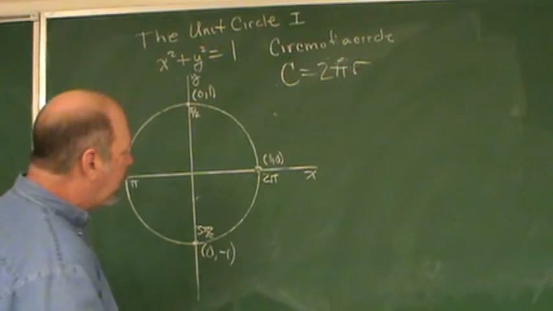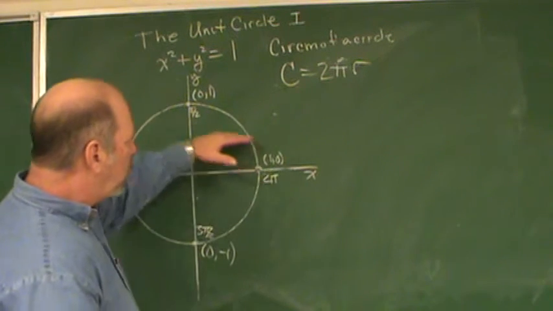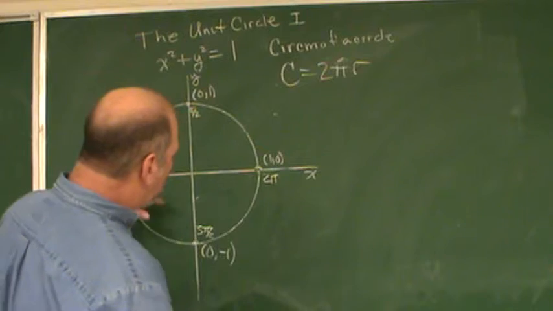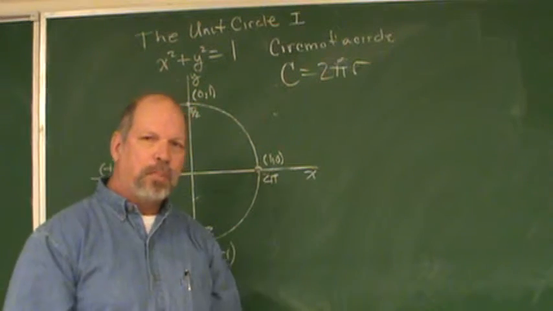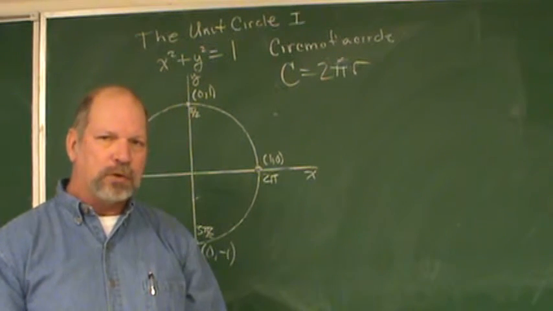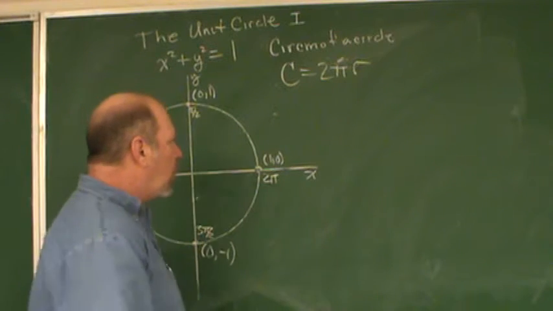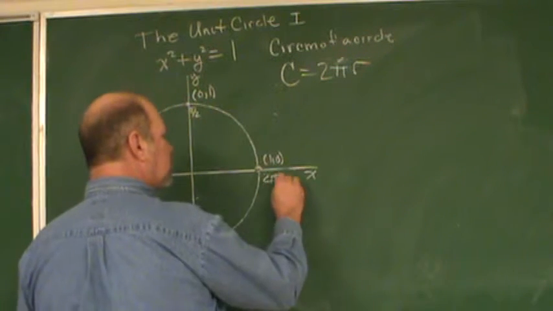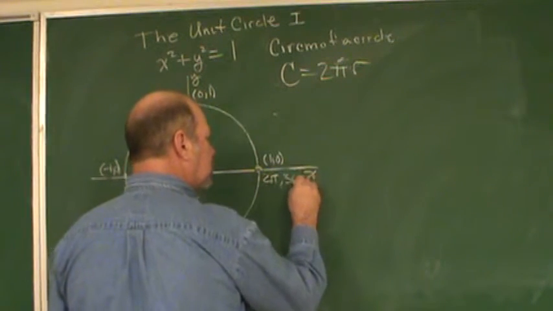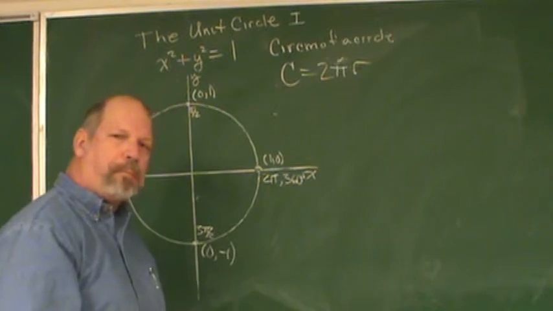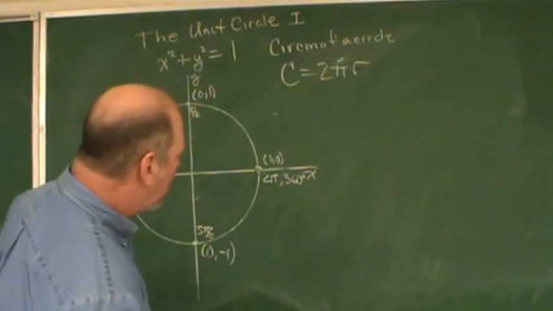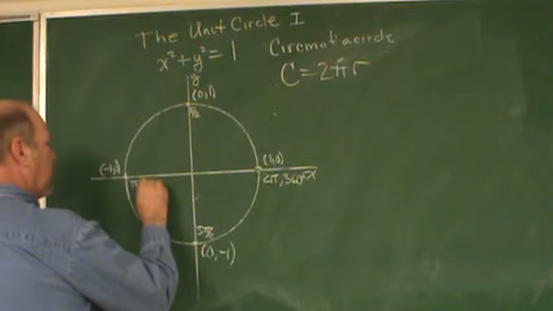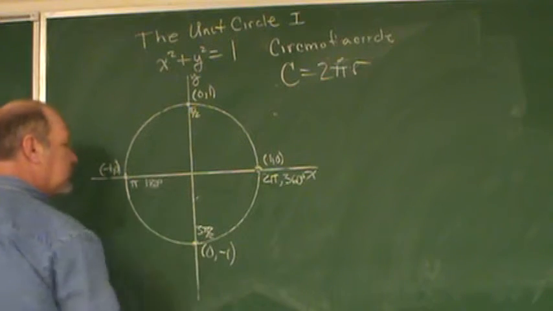Also keep in mind that one time around the unit circle is 2 pi. We say that's 2 pi radians. Okay? Also remember, this is 360 degrees, all the way around. If you go halfway around, that's 180 degrees.